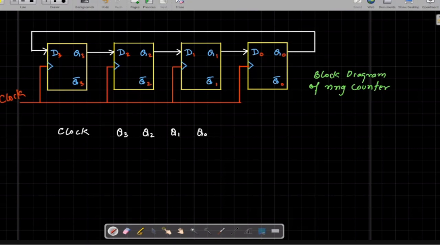So for example, in absence of clock, there is no clock. Let me say no clock with 0. The outputs are all 0, 0, 0, 0. We have seen an experiment yesterday. In yesterday's experimental setup, the clock is directly connected. You can connect the clock through one switch also.